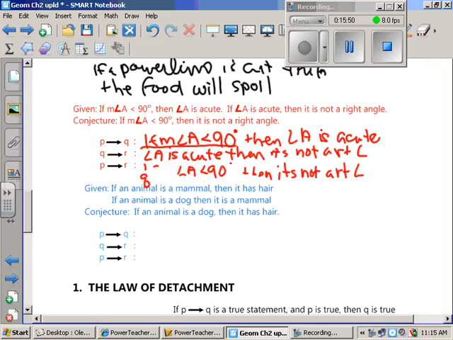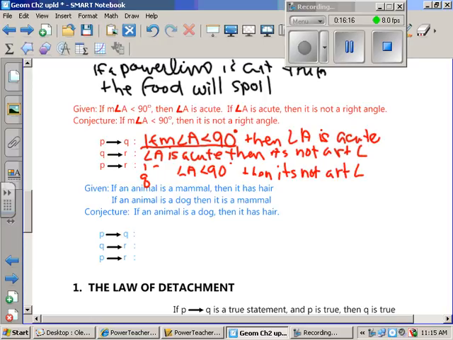So I have to decide which sentence comes first. Should this sentence come first? See how the end of this sentence right here, it is a mammal, is the start of this sentence up here? Do you see that? So I just have to flip-flop these two sentences to say, if it is a dog, then it is a mammal. If it is a mammal, then it has hair. Do you understand that? Okay, that's all it's saying.